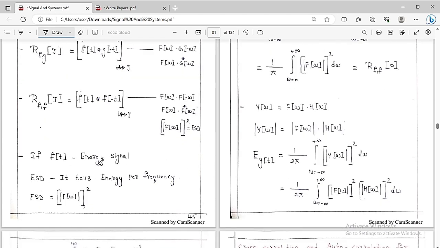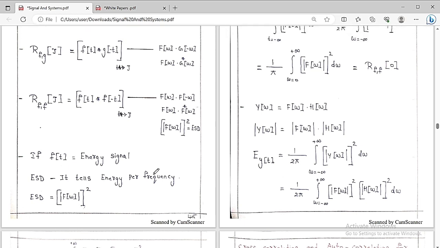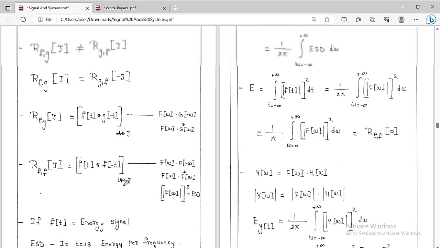Suppose F of t is an energy signal. ESD pictures energy per frequency. Energy spectral density is also called energy per frequency, meaning how much energy is stored per frequency. So what is the energy present in each frequency? It is going to tell. So ESD is nothing but mod of F of omega whole square, the magnitude of F of omega whole square.